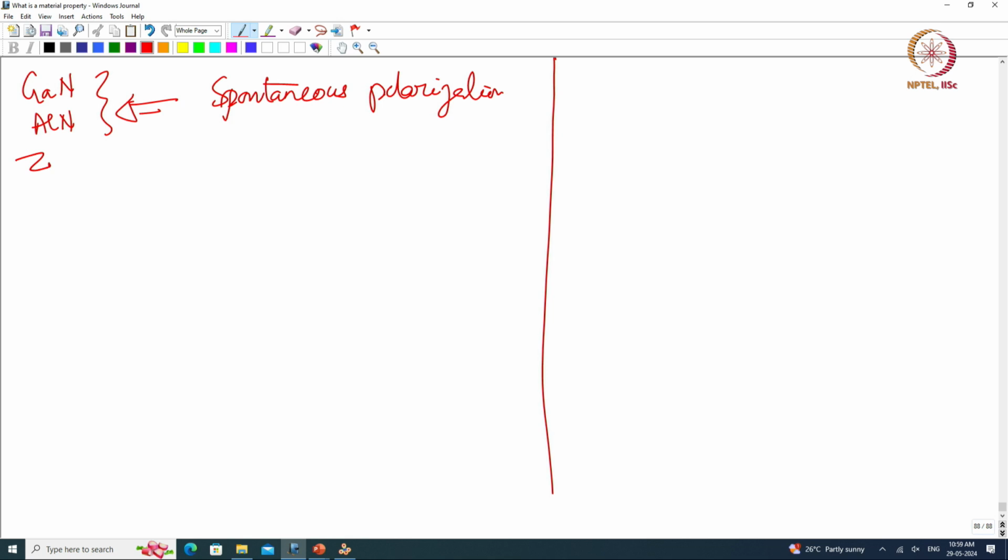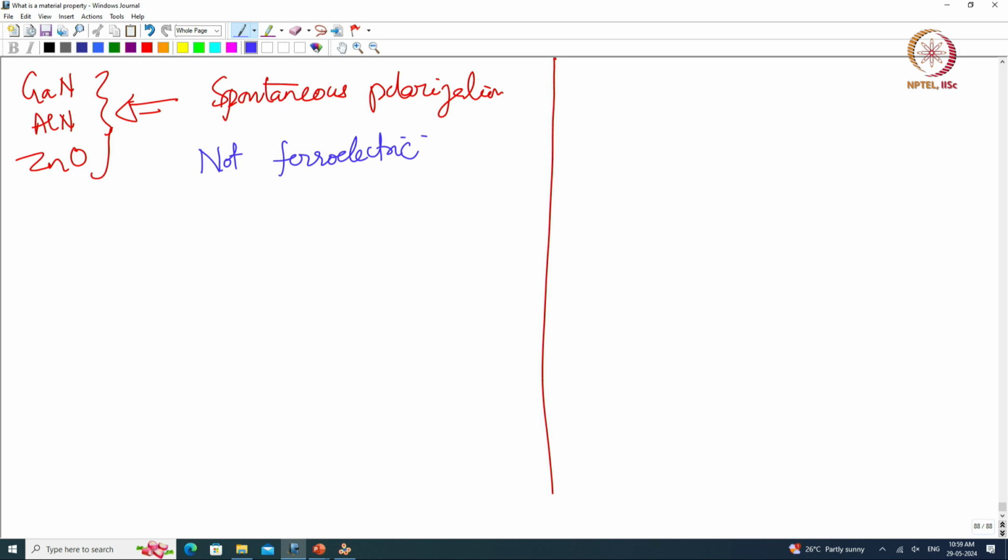Zinc oxide, right, the wurtzite zinc oxide. We will look at all these crystal structures quite in detail, but all these materials have spontaneous polarization, but they are not ferroelectric, okay, because the definition of ferroelectricity just does not come from crystallography.